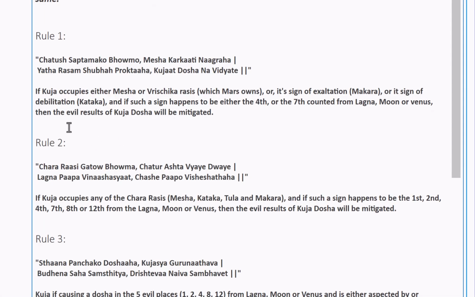So, just as an example, the first one says, if Kuja occupies either Mesha or Vrishchika Rashis, which is its own house, its sign of exaltation, which is Makara, or its sign of debilitation, Kataka, and if such a sign happens to be either the fourth or the seventh, counted from the Lagna, Moon, or Venus, then the evil results of Kuja dosha will be mitigated.